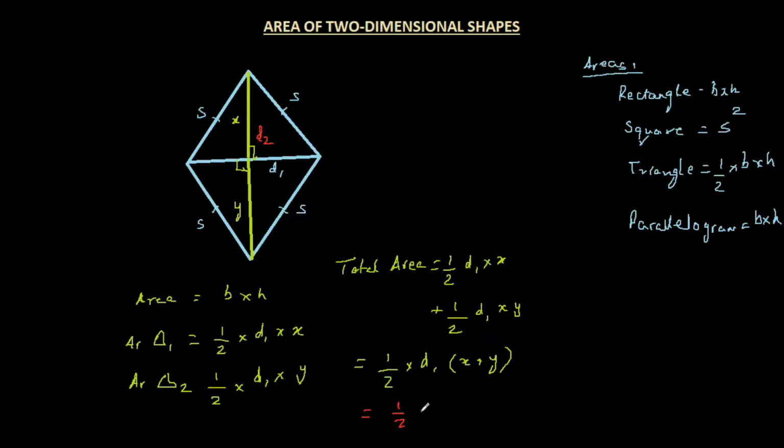So the area of a rhombus is also half times the product of the two diagonals, or half times diagonal 1 times diagonal 2. Let's write that here: the area of a rhombus is half times diagonal 1 times diagonal 2. Or, as we discussed earlier, because it's also a parallelogram, it is just base times height.